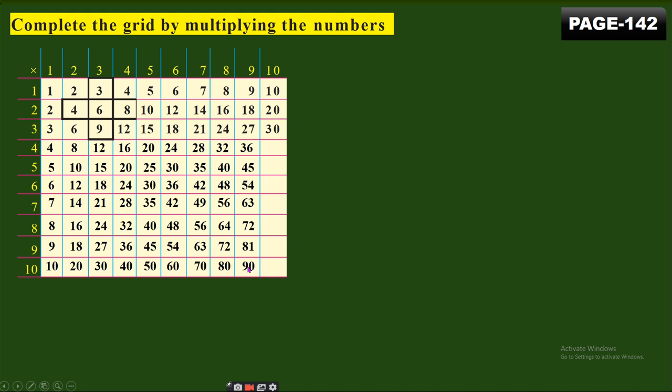9 tens are 90. Now, tens timetable: 10 ones are 10, 10 twos are 20, 10 threes are 30, 10 fours are 40, 10 fives are 50, 10 sixes are 60, 10 sevens are 70, 10 eights are 80, 10 nines are 90, and 10 tens are 100. This is the table from 1 to 10.